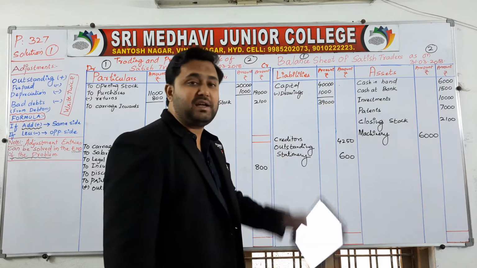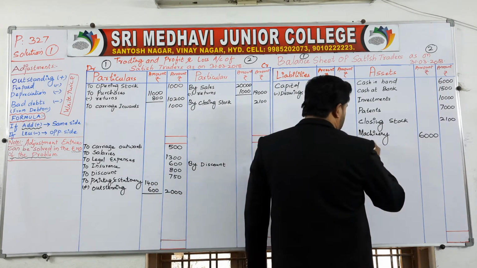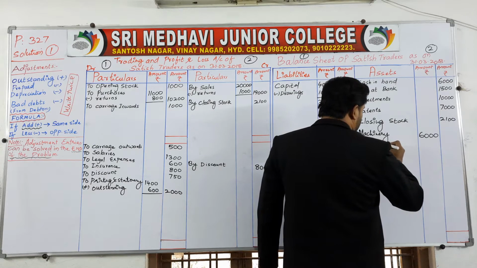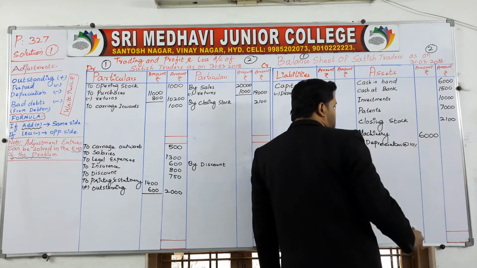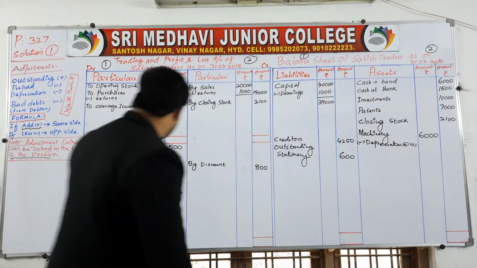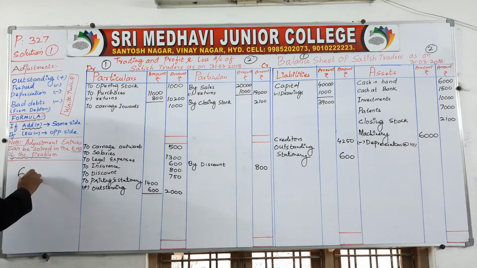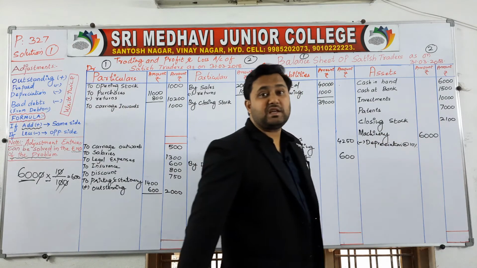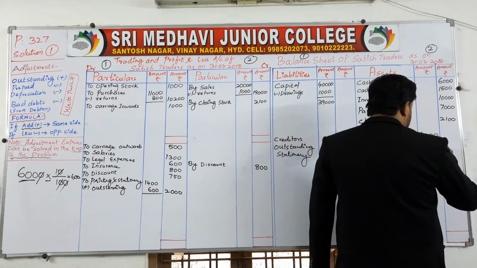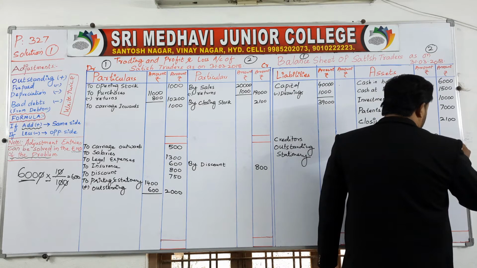Now depreciate the machinery at 10%, minus depreciation at the rate of 10%. 6000 depreciation 10%. Here as you can see, 6000 into 10% means 10 divided by 100. Cancel the zeros. 600 into 1 is nothing but 600. 6000 10% is 600. So minus this 600 from 6000, you will get 5400.